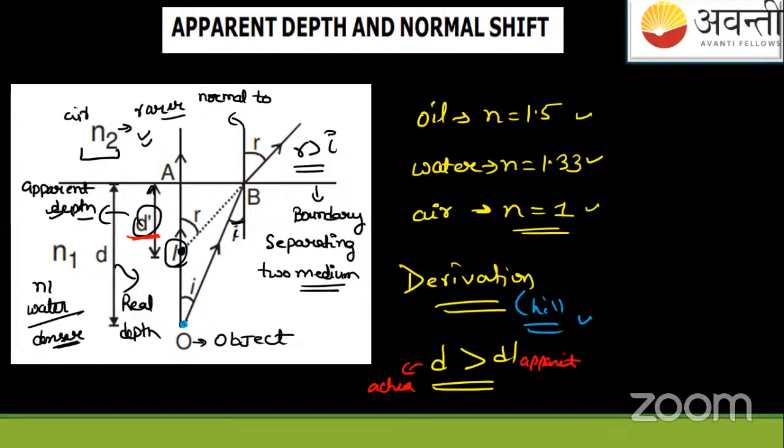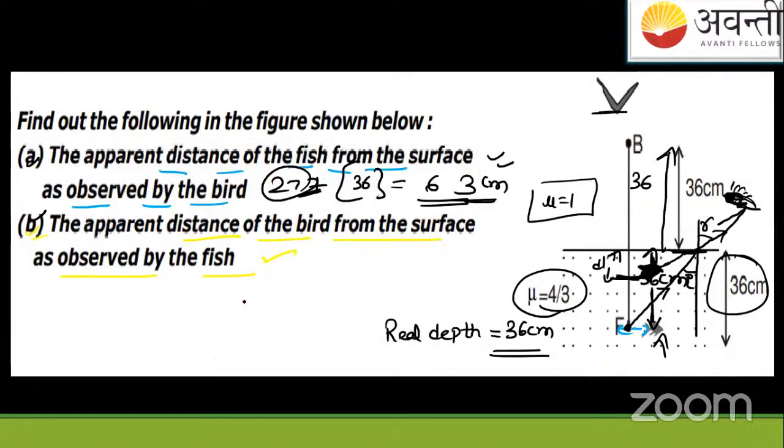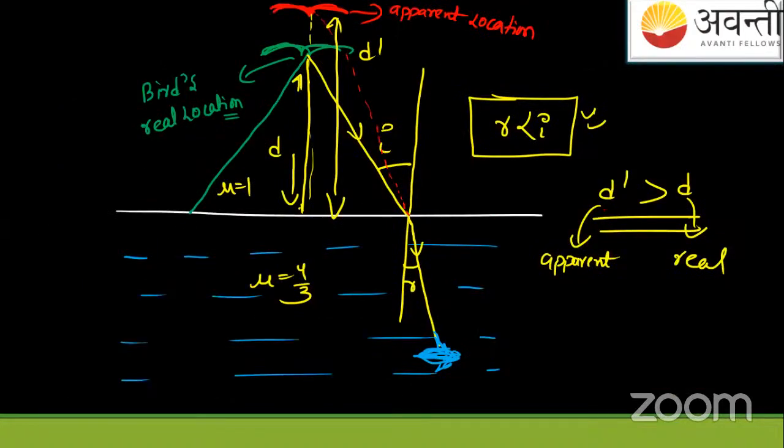But when we see from the top, as the mediums are different, if you're in the denser medium, you will follow this case. If you're in the rarer medium, as in the second part, that is the bird's case, when the fish is observing. So when you are in the denser medium, the case will change. If you're in the rarer medium, the case will be the previous one. Now you can see what is happening. D dash is greater than D. So they're asking the value of this D dash now.